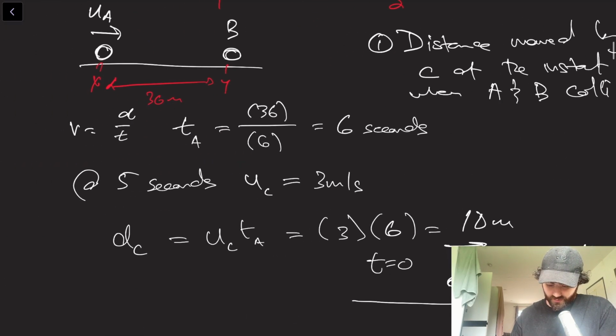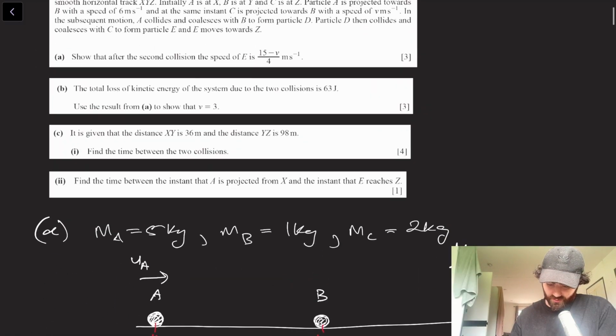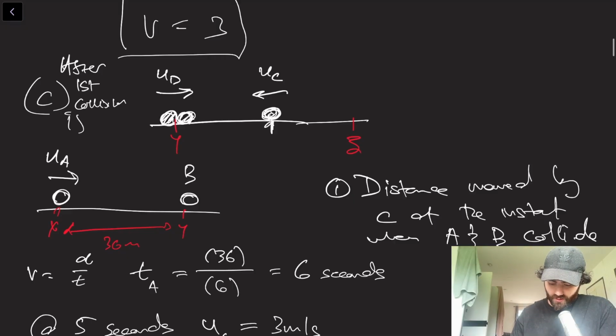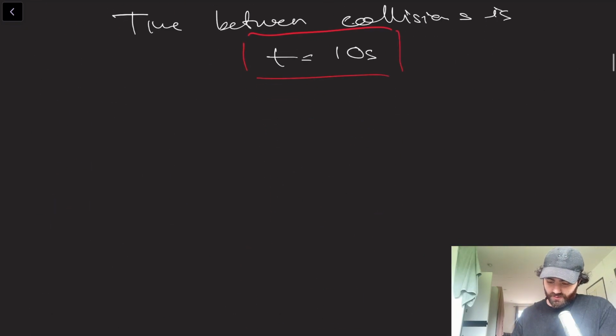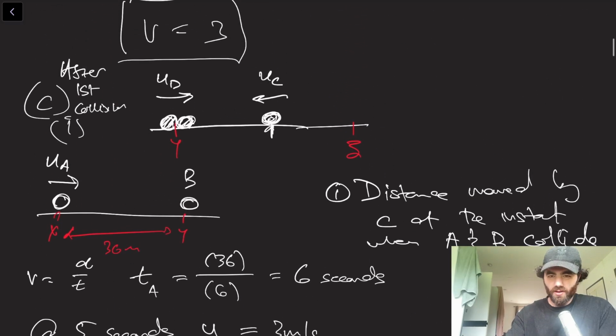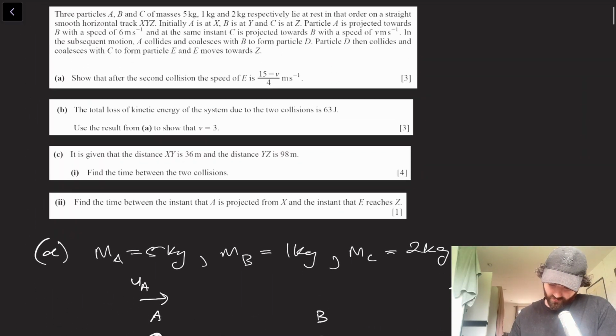Okay, so that was C. Is there any more? CI, so that's CI. This is I. And this is II, which is only 1 mark, so hopefully it's not too bad. Find the time between the instant that A is projected from X and the instant that E reaches Z.